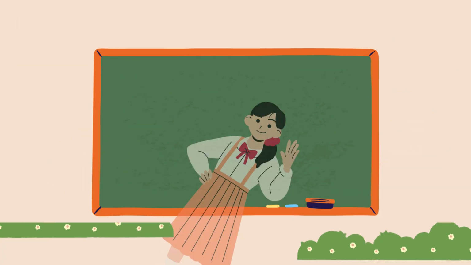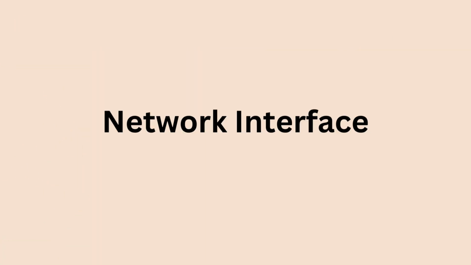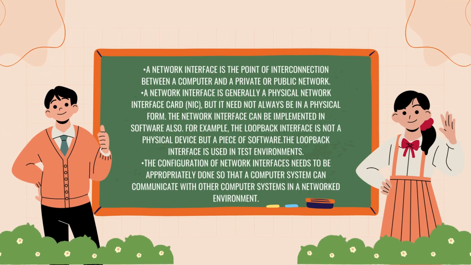Network interface. A network interface is the point of interconnection between a computer and a private or public network. A network interface is generally a physical network interface card, NIC, but it need not always be in a physical form. The network interface can be implemented in software also. For example, the loopback interface is not a physical device but a piece of software. The loopback interface is used in test environments. The configuration of network interfaces needs to be appropriately done so that a computer system can communicate with other computer systems in a networked environment.